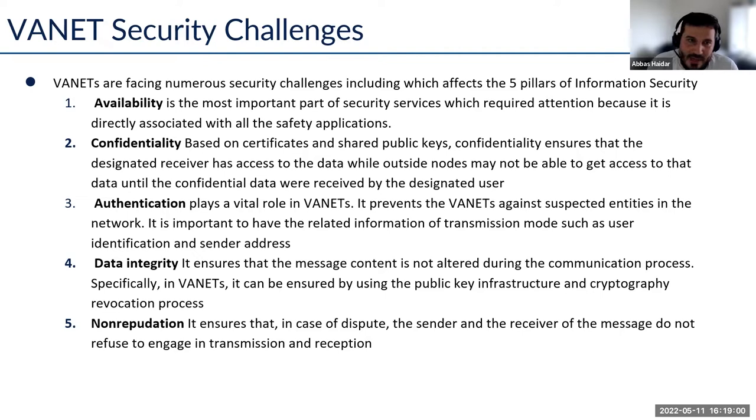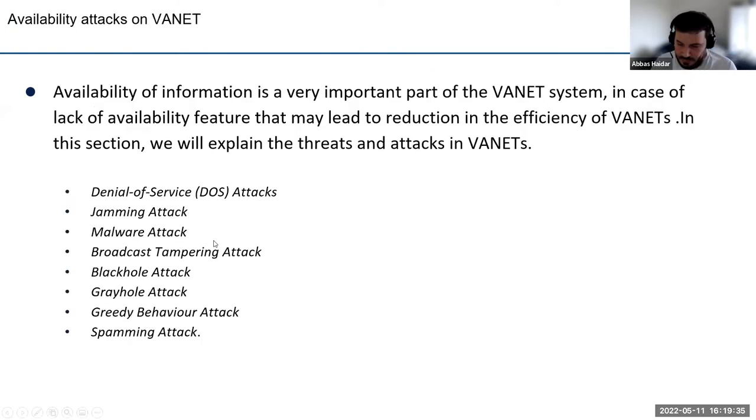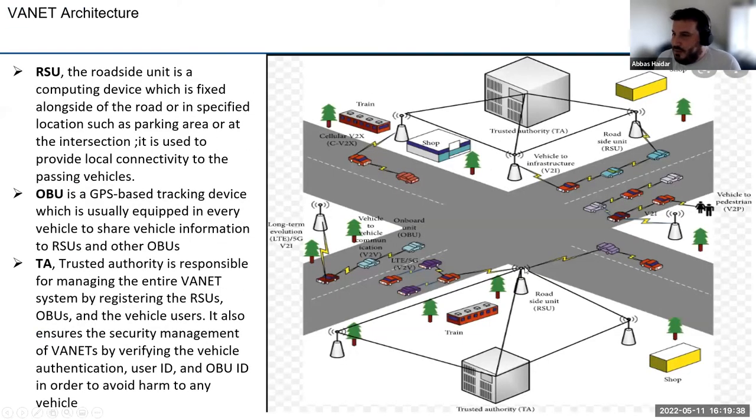Then if we have a malware attack, that can threaten the availability of the VANET network. Another one can be the broadcast tampering attack, where you have untrustworthy vehicles which replicate the same message or tamper with a message, leading to other kinds of attack, like black hole attacks, in terms of availability. Let me go back to here.